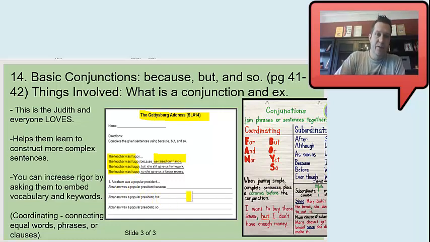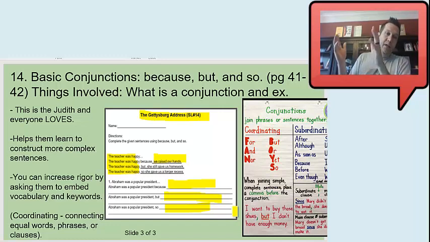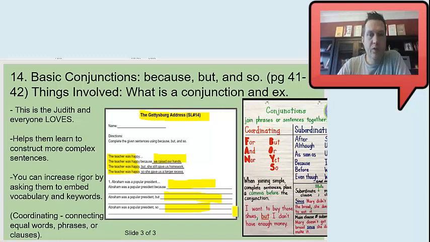So in our example, it says Abraham was a popular president. So then the kid has to write because, but, and so. So they might say Abraham Lincoln was a popular president because he wrote the Gettysburg Address and everybody loved it. Abraham Lincoln was a popular president, but the people in the southern states were not particular fans of his. Abraham Lincoln was a popular president, so when he eventually passed away, lots of people attended his funeral.